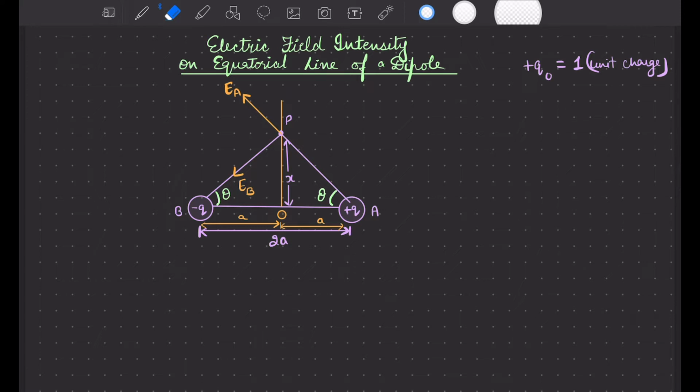How can we say that point P is lying at the same distance from point B as it is from point A? From here we can check this distance. The distance of point P from O is x, that is a perpendicular, and the distance of point O to A is a. So we can apply the Pythagoras theorem to find the length AP, and according to Pythagoras it will be equal to the square root of x square plus a square. So that is why this distance is going to be the square root of a square plus x square.